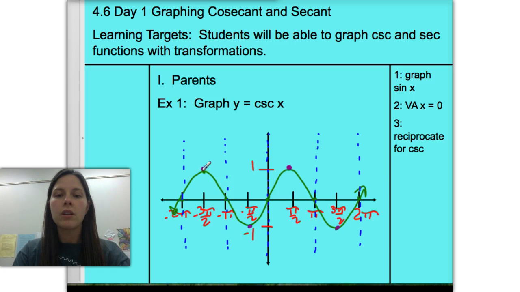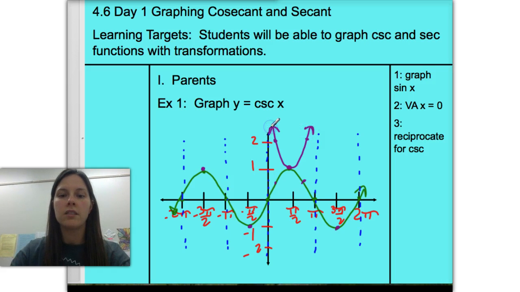So if we took the reciprocal of this point right here, the y value is about 1/2. The reciprocal of that is 2. So I'm going to rescale my y-axis, and then plot that reciprocal. And same thing over here, our y value is about 1/2, so the reciprocal of that would be 2 as well. What happens is that the cosecant looks like a whole bunch of parabolas.